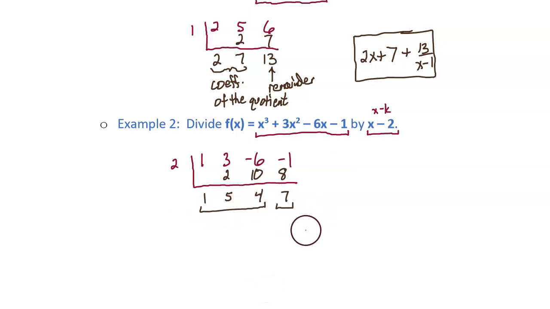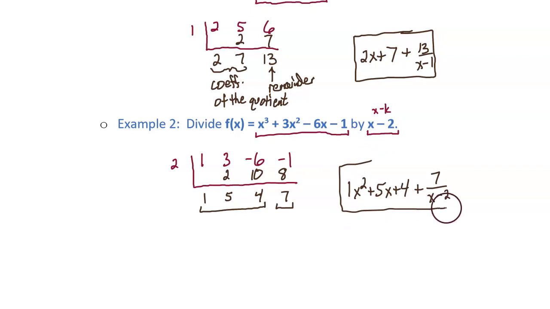Remember, this problem was about dividing, so we want to write down what is the quotient. What did we get as an answer? We got 1x squared plus 5x plus 4, and now our remainder, plus 7 out of x minus 2. Notice how the 1, the 5, the 4 become those three numbers. And notice how the remainder is added on the end on top of what you were dividing by.